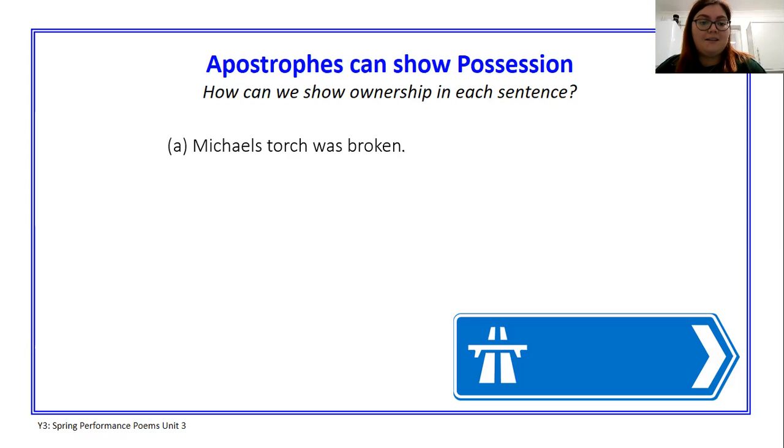So number 1 is Michael's torch was broken. So where would your apostrophe go in that sentence? Michael's torch was broken. Number 2, it was Mum's turn to do the telling off.